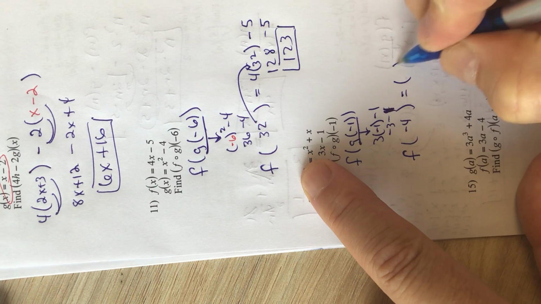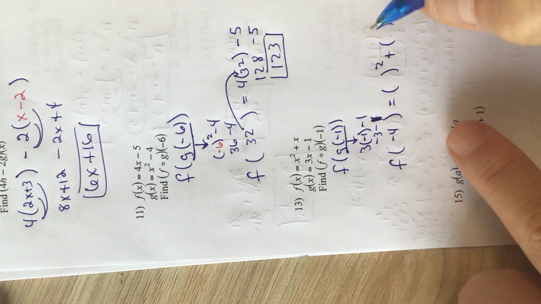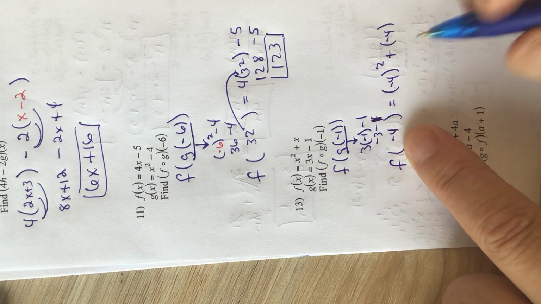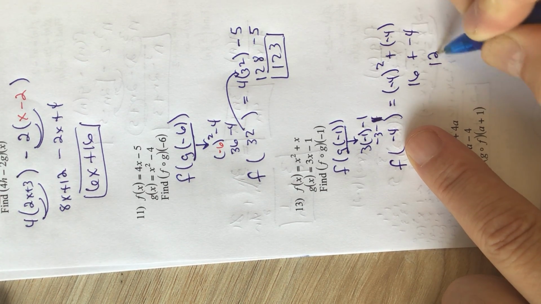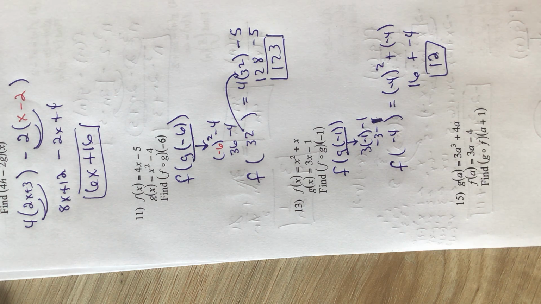f is something squared plus something. That's what those x's mean. So the negative 4 goes in there. Negative 4 squared is 16. 16 plus negative 4 is 12. Okay, so numbers in, numbers out.